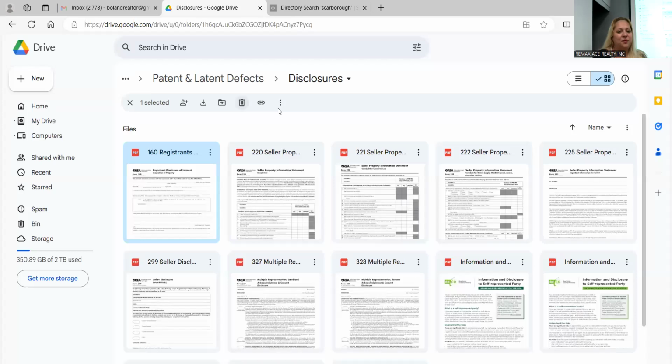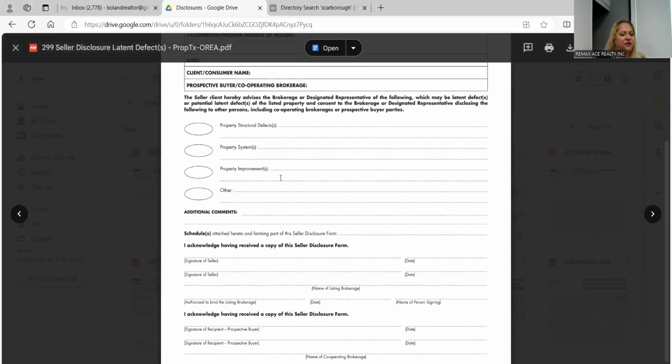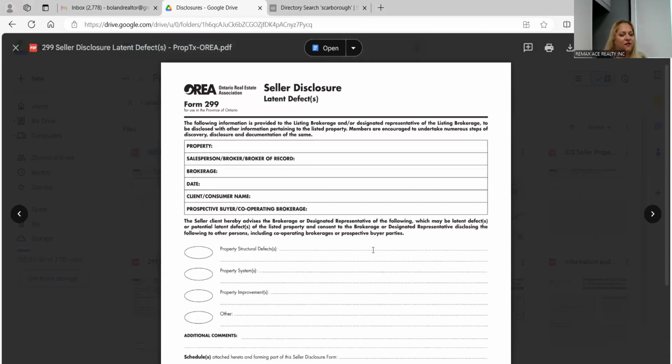I think most of the time if you come to me, I'm going to say, yeah, go ahead and do your disclosure, because it's important too, right? So here's your seller disclosure of latent defects, if they're aware of it. You can get them to sign off on the sheet.